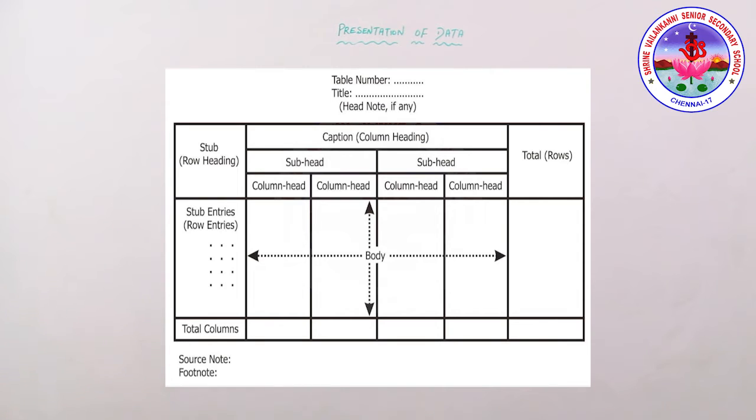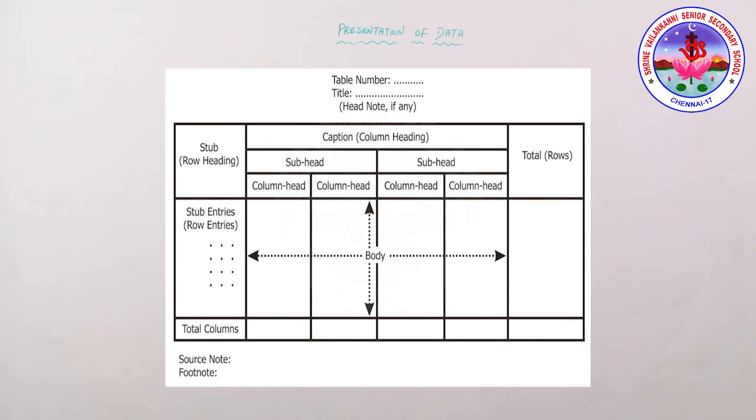Next, footnotes. Footnote is the last part of the table. The footnote explains the specific features of the data, or content of the table, which is not self-explanatory and has not been explained earlier.